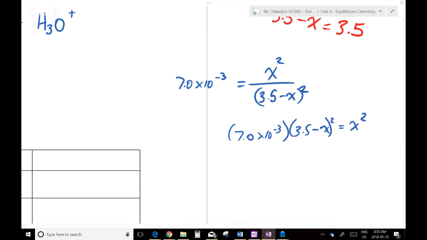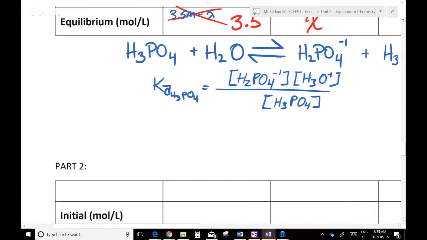Give it to me again. This is for H3PO4. You're not using it for your x, you're using it for your Ka, right? So what we'll say here is 7.0 times 10 to the negative 3. Is that the number? Yep.